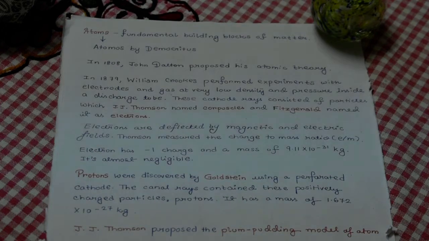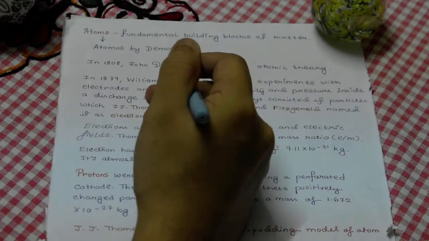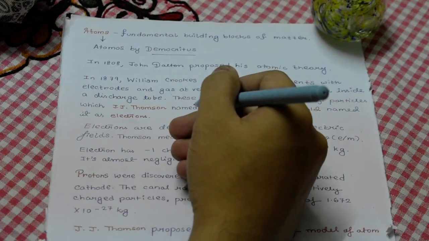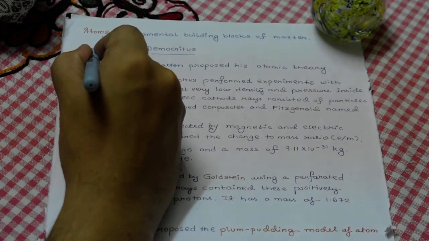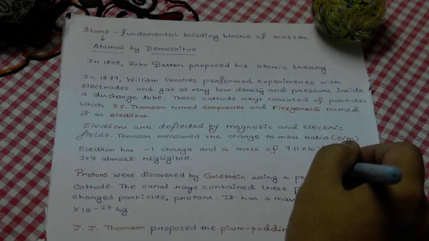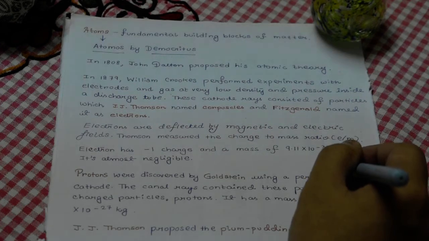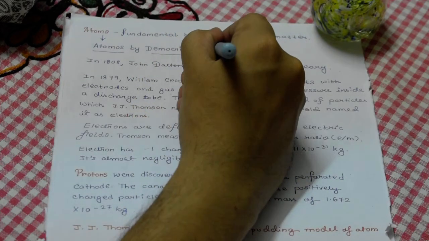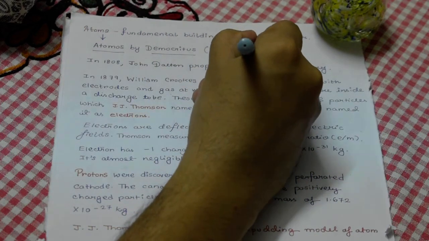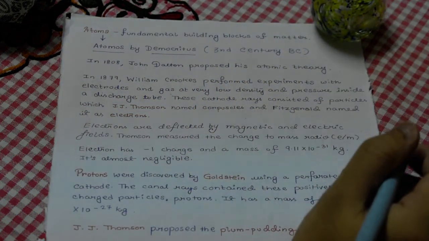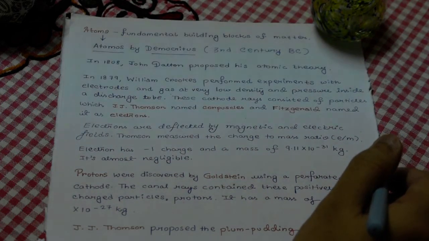The term atom is actually a Greek term. It was first used by this natural philosopher known as Democritus. Democritus belonged to Greece, and Democritus coined this word atomos, from which we use the present day variation of atom. Democritus lived around the 3rd century before Christ, so it's a long time ago. Then in 1808, John Dalton proposed his atomic theory.